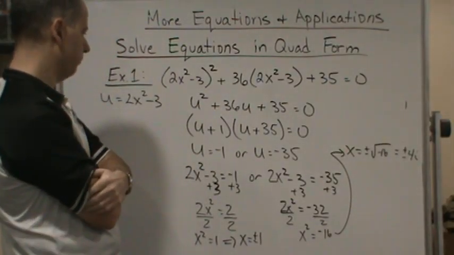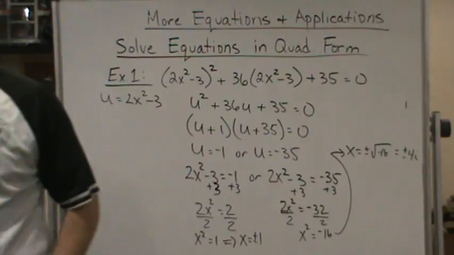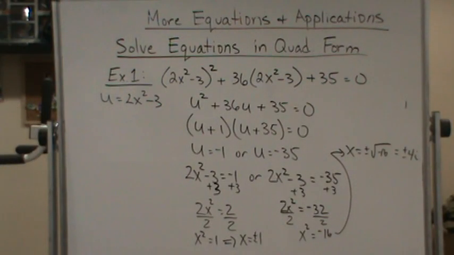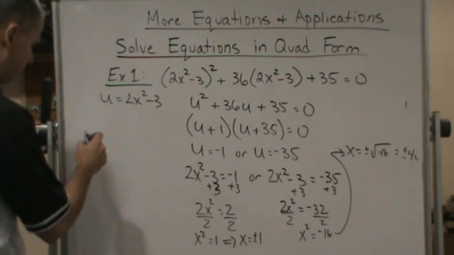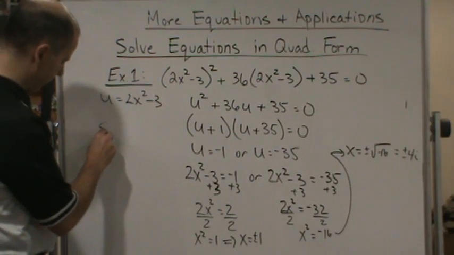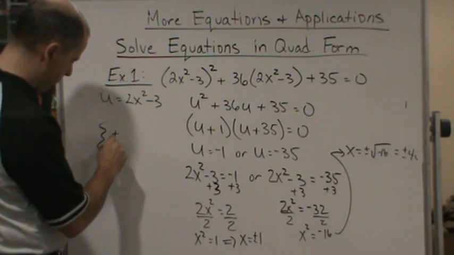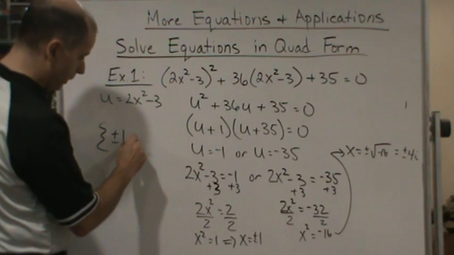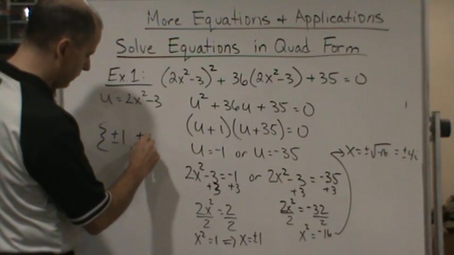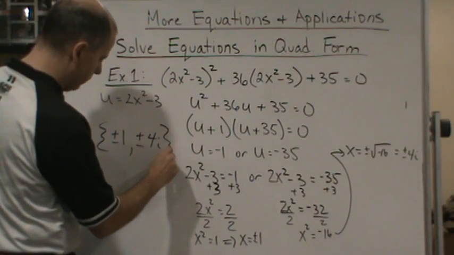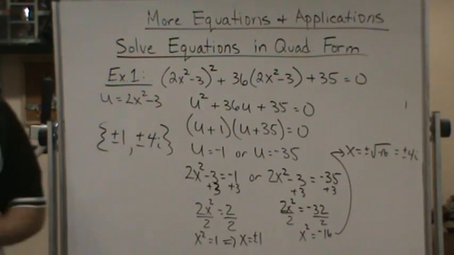Yeah, that'll work. And you can do the same thing with the other ones. I just wanted to make sure that that worked. But again, double check. But I believe all 4 of these check. So your solution set is going to be plus or minus 1 and plus or minus 4i. So you've got 4 solutions.